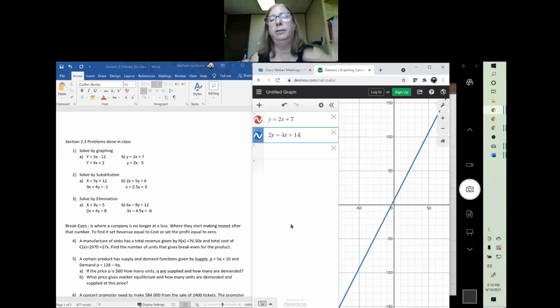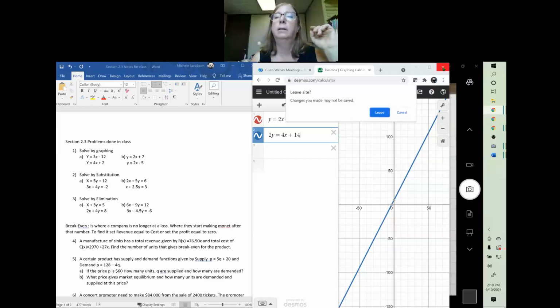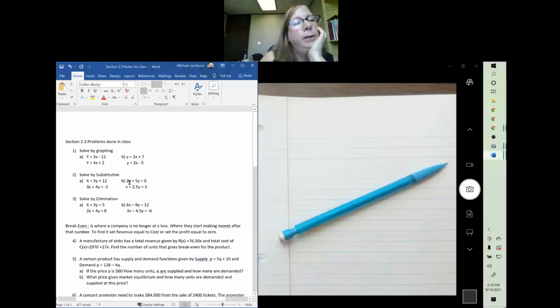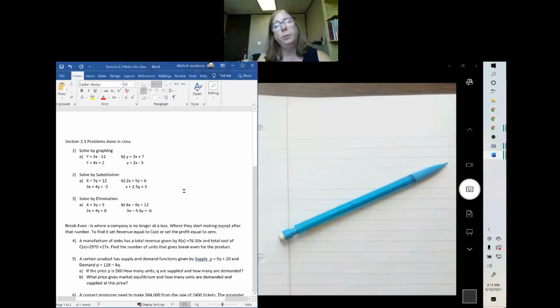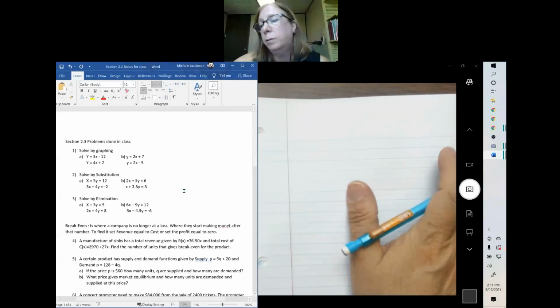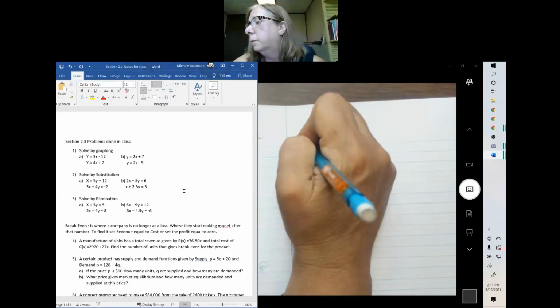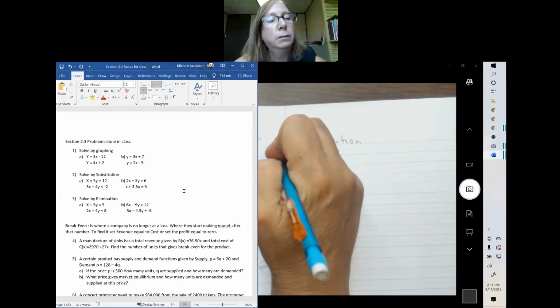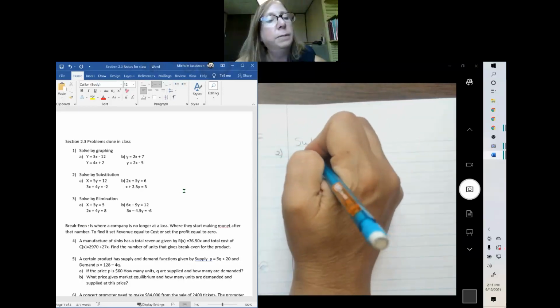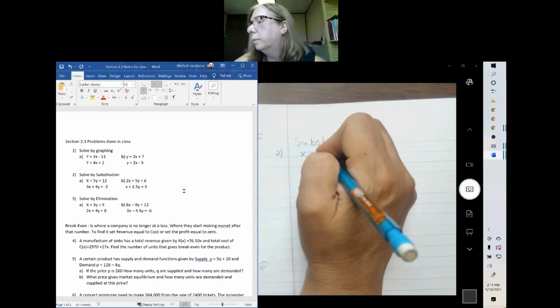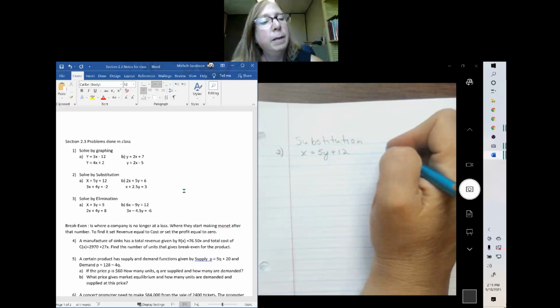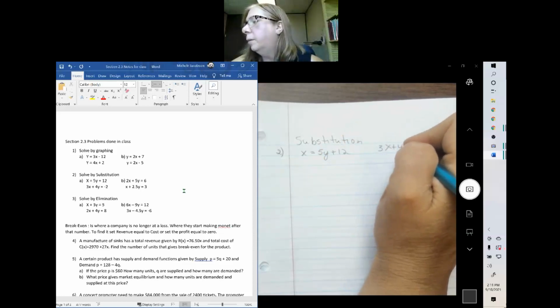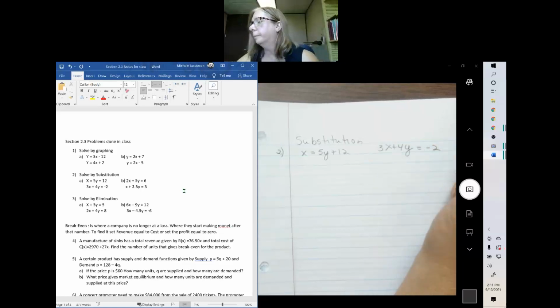Okay, so that's all that there is to graphing a straight line on here. The second one is solving by substitution. When you have two equations, you can substitute one equation into the other. So we have x equals 5y plus 12 and 3x plus 4y equals negative 2.